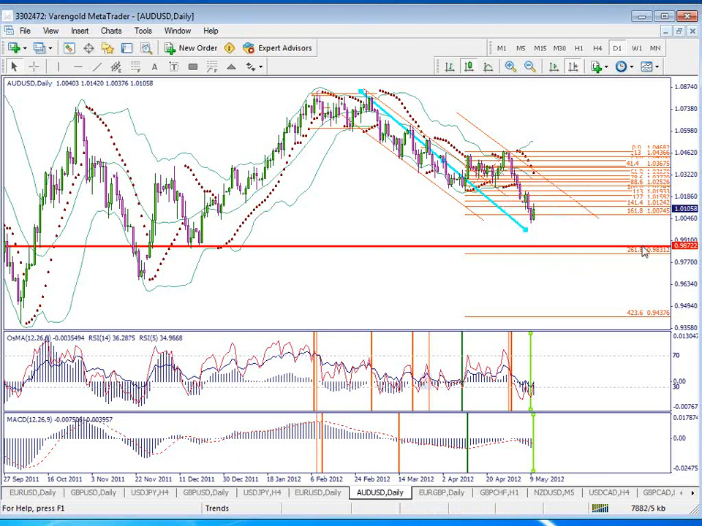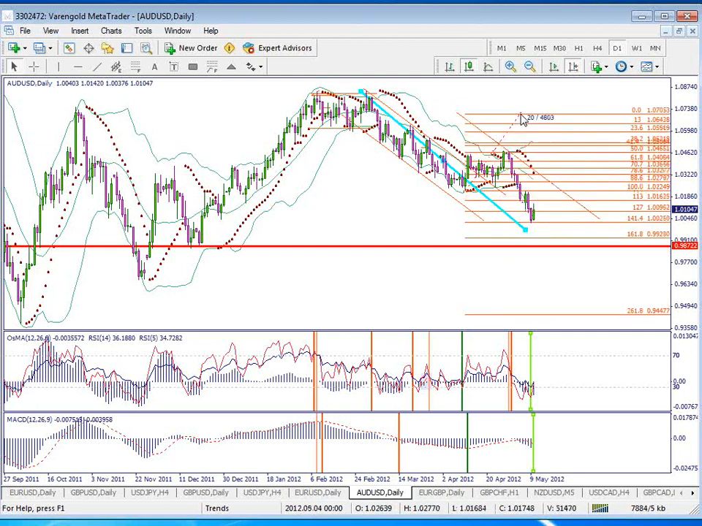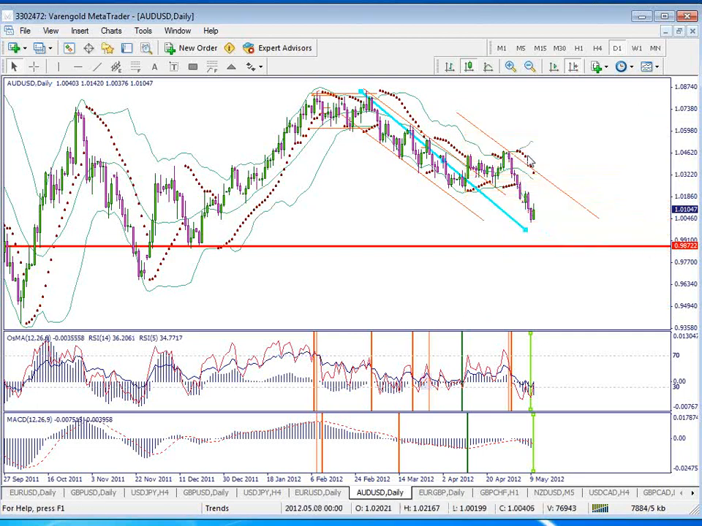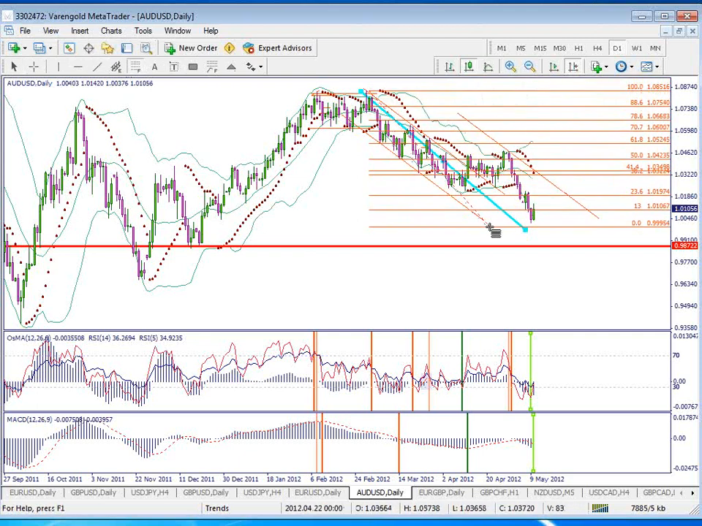So for the moment, we are expecting this pair to test the parity level, probably in a short time, and just start to make the second wave. At that point, we will have one clear idea about the channel that we can draw for this pair. So probably we will have something like this.